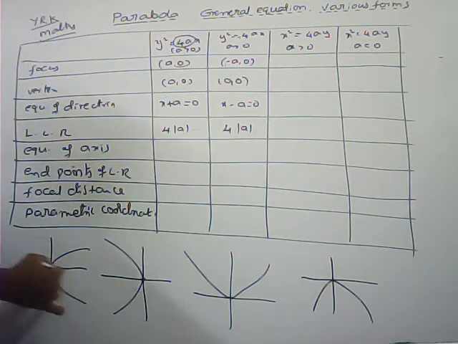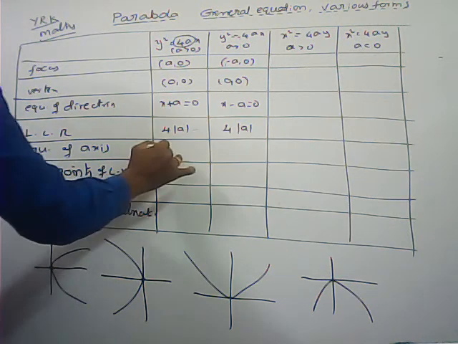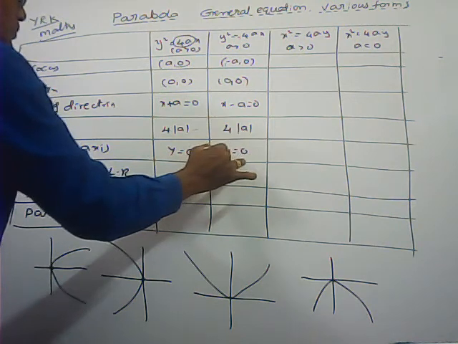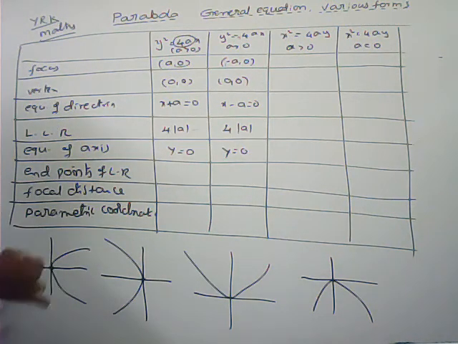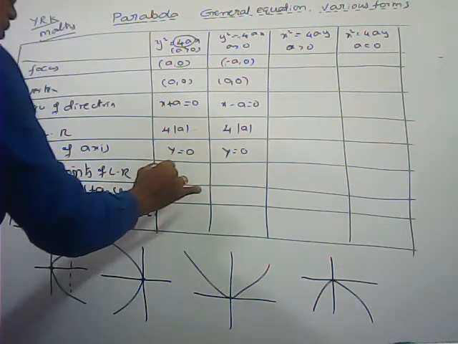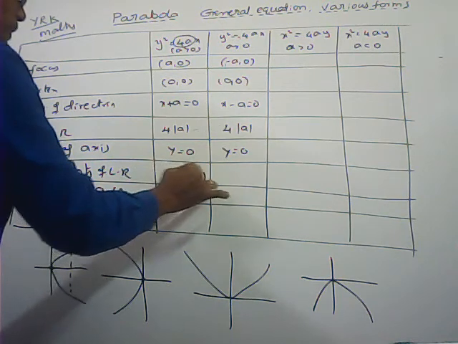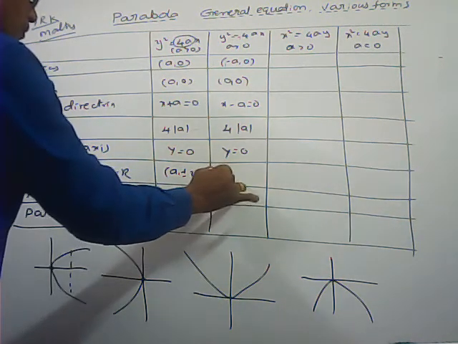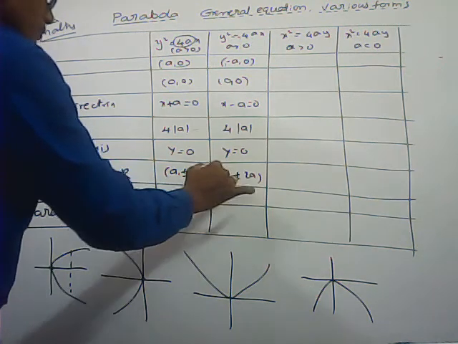Equation of the axis, that is the x-axis. Equation of the x-axis is y equals 0. Here also y equals 0. End points of the latus rectum, already we found that: (a, plus or minus 2a), and here (minus a, plus or minus 2a).